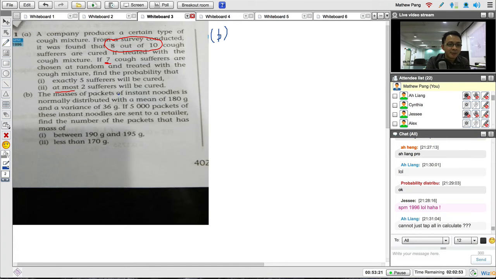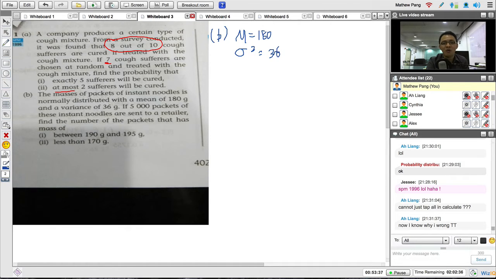The mass of a package of instant noodle is normally distributed with the mean. Now he gives you the mean is 180 grams and variance. If I get a variance, the first thing I do, I always change it to the standard deviation, because variance is not so useful in this chapter. So it will be 6. We never take the negative value for standard deviation, because standard deviation is always positive. So whenever you have the variance, be careful. If you use the variance to solve, the whole thing will be wrong. Always change to standard deviation.